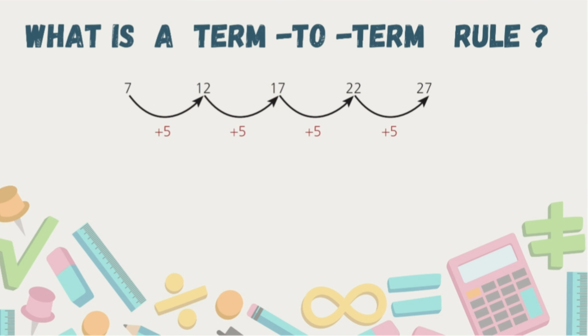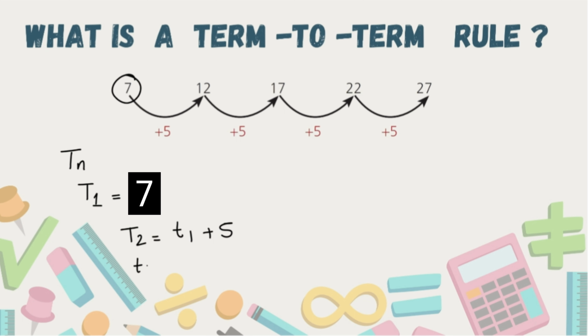A term-to-term rule. In the following sequence, the term-to-term rule is plus 5, and the first term we have is 7. It is written in the Tn notation, let's say our T1 is 7. My T2, my term 2, is T1 plus 5. My T3 is T2 plus 5, whereas my T4 is T3 plus 5.